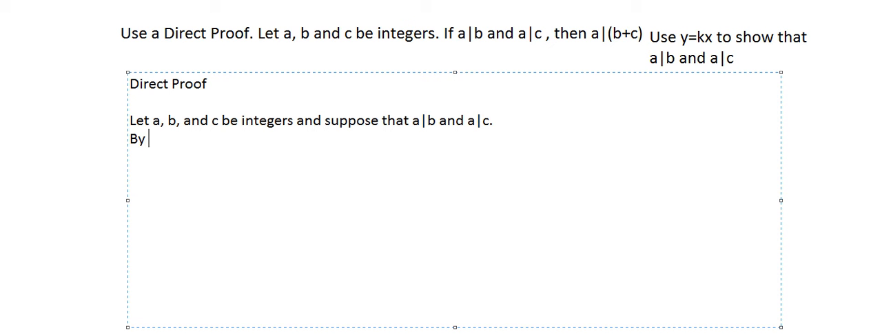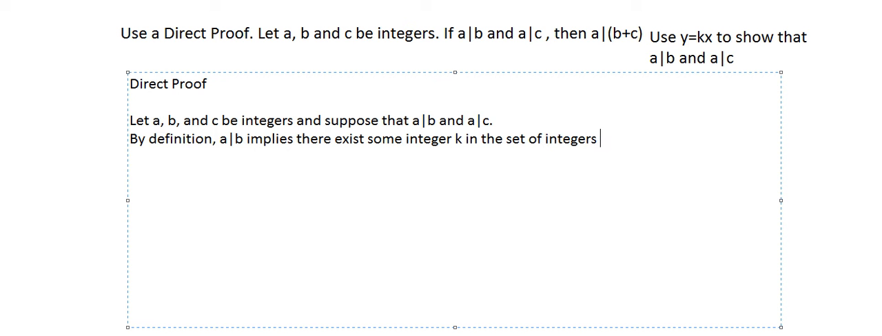So I'm going to say by definition, a divides b implies there exists some integer, we call it k, in the set of integers such that b is equal to ka.